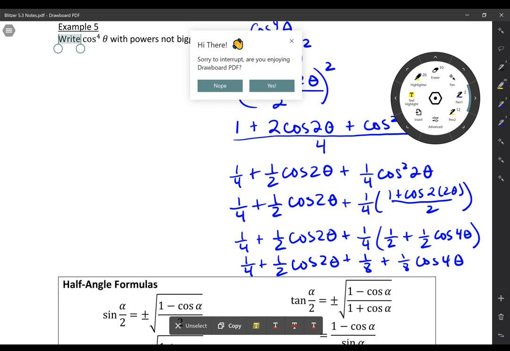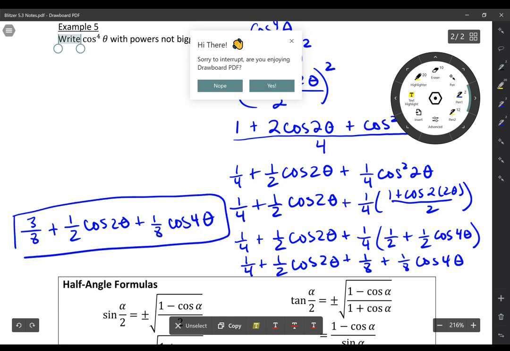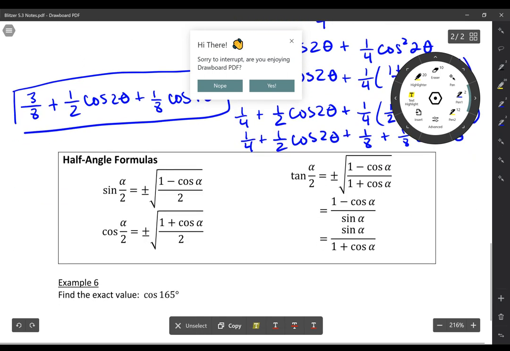My only thing I can do though is add my 1/4 and my 1/8 together, and 1/4 is 2/8 and 1/8, so that would be 3/8, and then we'd have plus 1/2 cosine 2 theta plus 1/8 cosine 4 theta. So that would be my final answer on that one, which I did not quite squeeze in there.